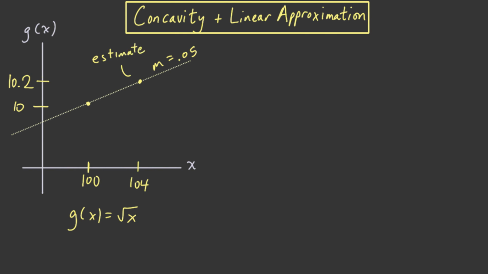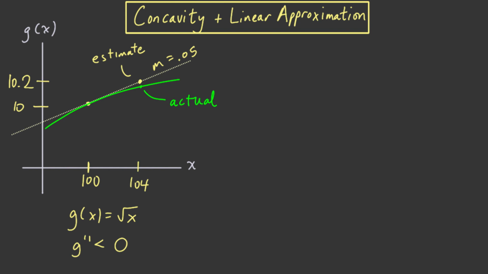When you calculated the second derivative of g, you should have gotten something negative. So that means that the graph is concave down and it bends like this. So the actual value of g of 104 is going to be around here, and we can see that it's going to be a little bit lower than the number our linear approximation gave us.